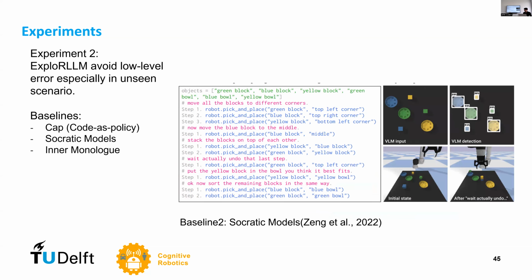And our second experiment is to show that our method can avoid low-level errors, especially in unsafe scenarios. And we have three baselines. The first one is the Codex policy, which is our exploration policy only. And the second one is Socratic Models, which is a work in 2022 that combines different kinds of foundation models. It uses a large language model to do some planning and uses a vision language model as perception. And it can also use CLIPort as the low-level policy.